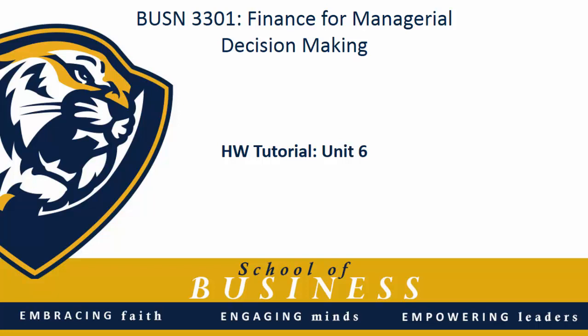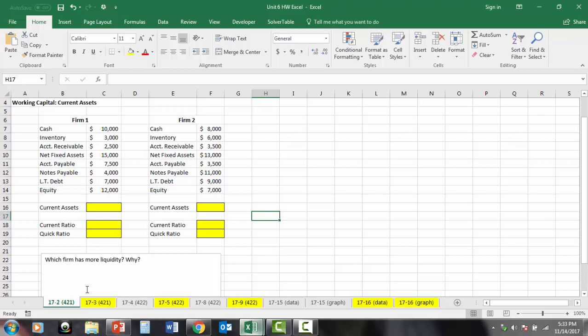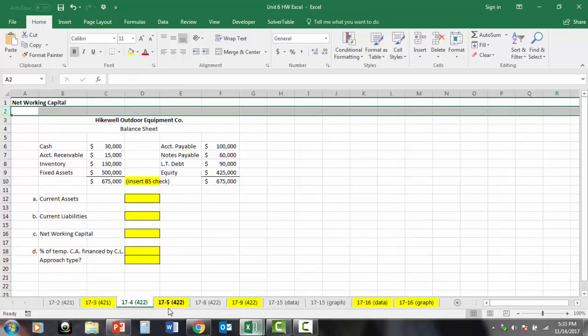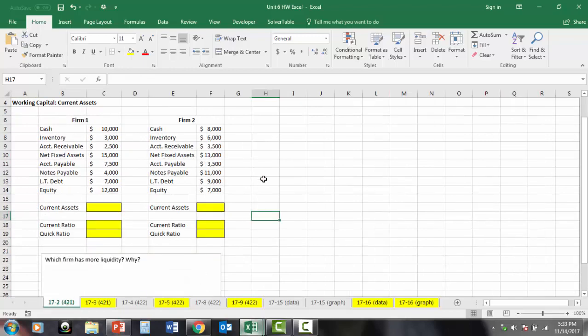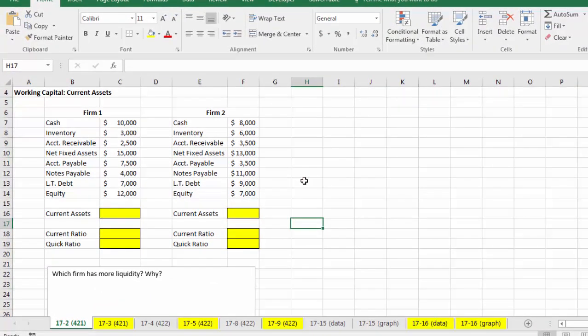Alrighty, homework tutorial unit 6. Here we're going to be dealing with some working capital management problems. Let's jump into Excel. Okay, so not too much here, and we're going to do the ones that aren't highlighted yellow together, and then these ones are on your own, but I'm going to show you exactly how to do the procedures. So as per usual, probably getting used to this by now.